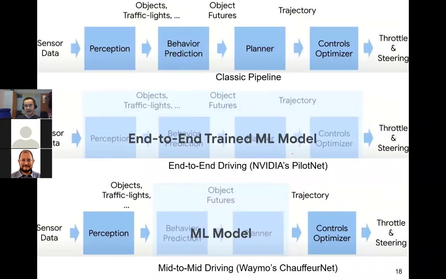So in terms of autonomous driving, here's the classic pipeline. From sensor data, you have a perception module to detect objects, traffic lights, and so on. And then you do behavior prediction of surrounding vehicles and pedestrians, and then you obtain a set of object future trajectories. And then, based on that, you do planning, which outputs a trajectory, and then the controller has to follow the trajectory by controlling the throttle and steering.